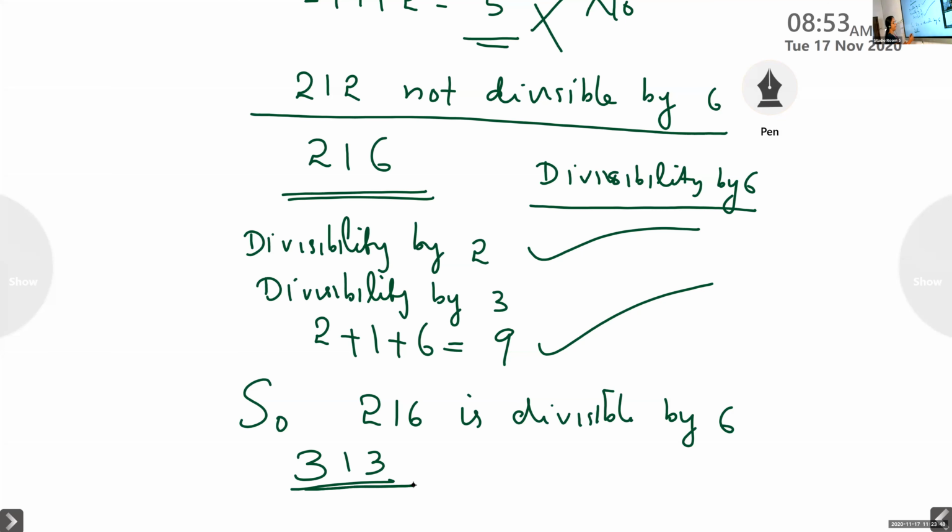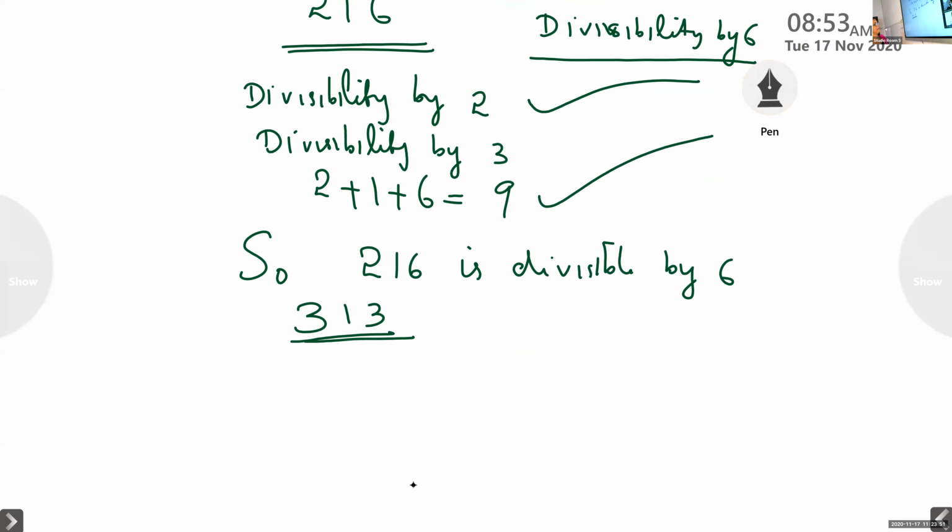313. How will you check if this is divisible by 3? How will you check divisible by 2, divisible by 6? Ma'am, it is not divisible by 2. It is not divisible by 2. Okay, so we will stop here. No need of checking the other condition. Did you understand? Yes, ma'am.